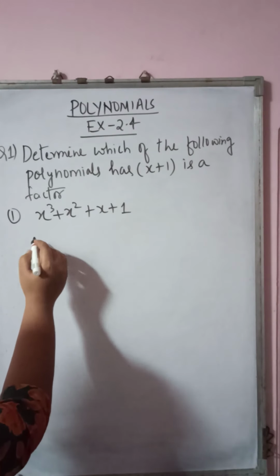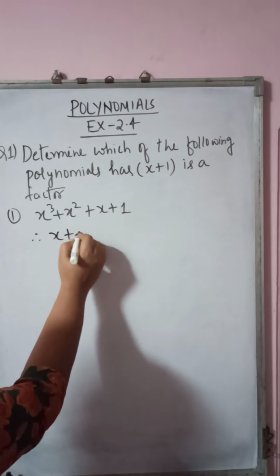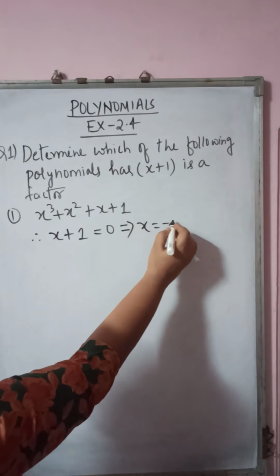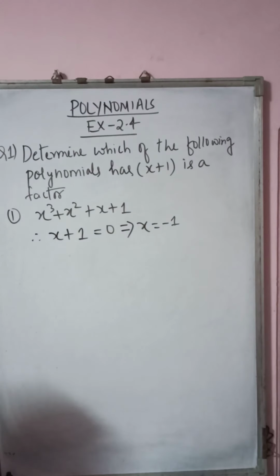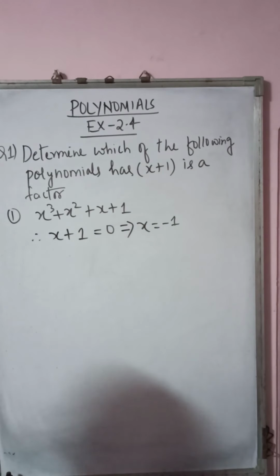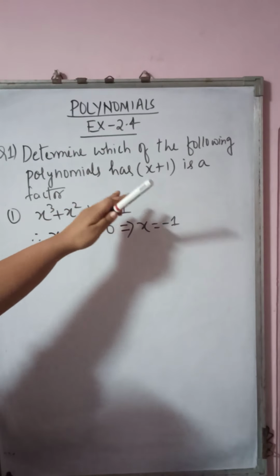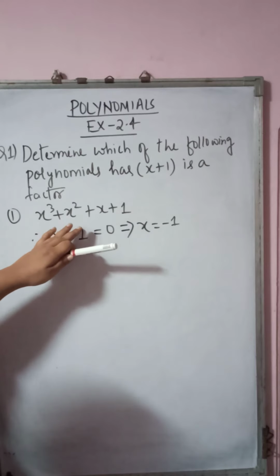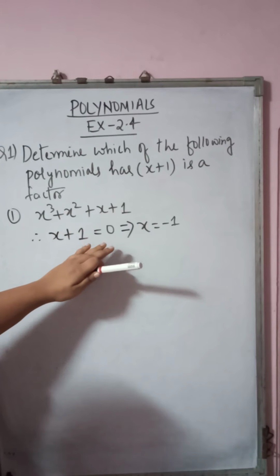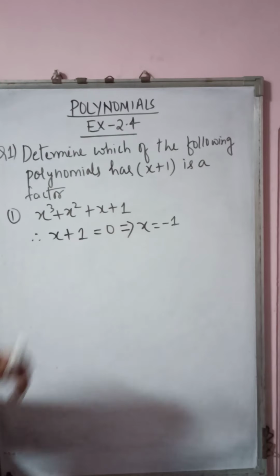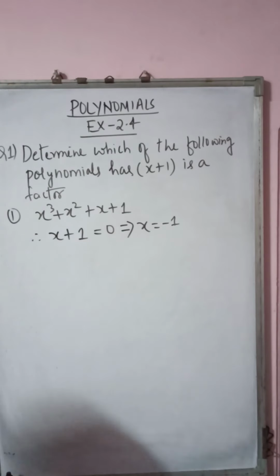Equate with 0. Therefore, x plus 1 is equal to 0. This implies that x is equal to minus 1. Okay, so by using the factor theorem, whatever the divisor is, whatever the term is given, and we have to find whether that term is a factor of the given polynomial, equate that factor with 0 and you will get the value of x. Okay, and that value of x you will substitute in the given polynomial.